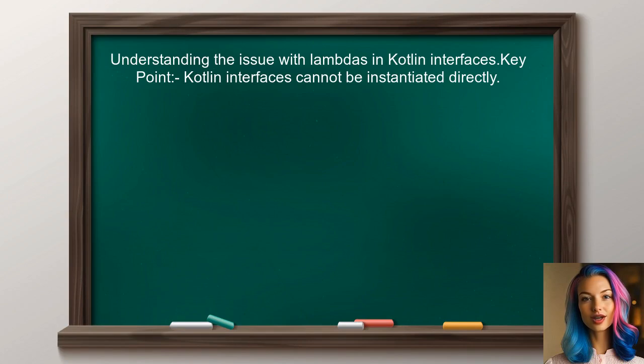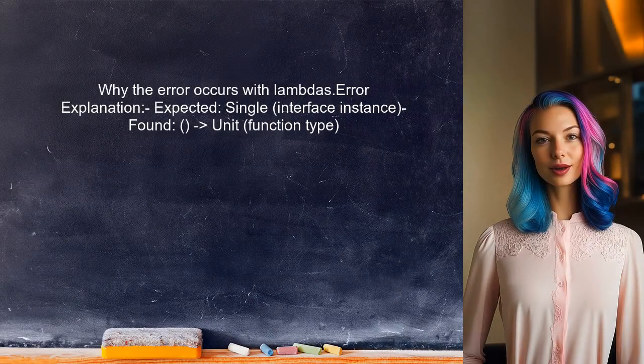To understand why the user cannot use a lambda expression with a Kotlin interface, we need to look at how Kotlin handles interfaces compared to Java. In Kotlin, interfaces cannot be instantiated directly, which is why the user sees an error when trying to use a lambda. When the user tries to call Java receive single.useSingle with a lambda, the IDE shows an error because it expects an instance of the single interface, not a function type. This is a fundamental difference in how Kotlin treats functional interfaces.